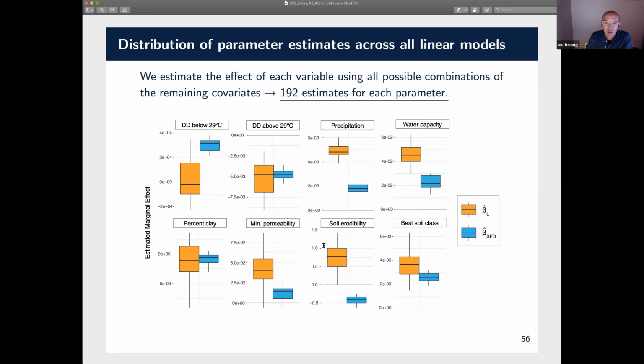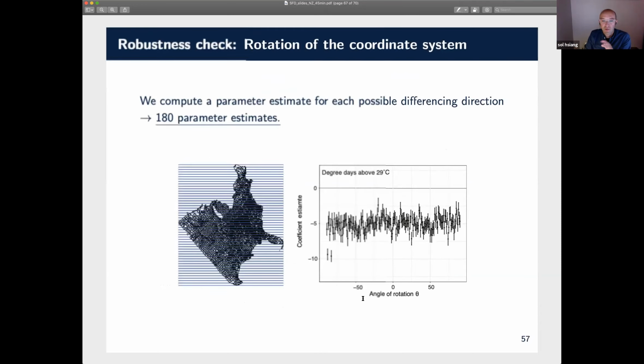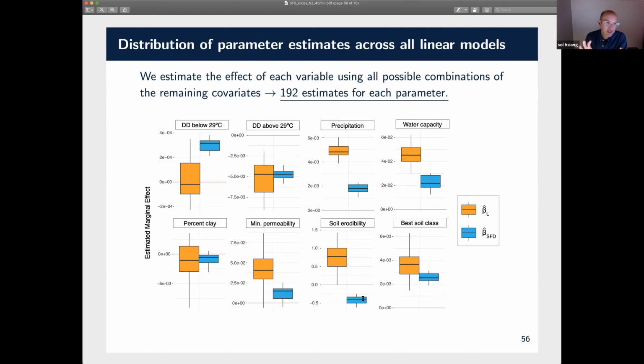Now, you saw before, soil erodibility was highly variable and positive. Once we do spatial first differences, it's very consistently negative at almost the same value across all the different models. Okay, so we take this as our strongest evidence in an experimental context that this estimator performs well, regardless of whether or not you have observables or unobservables.